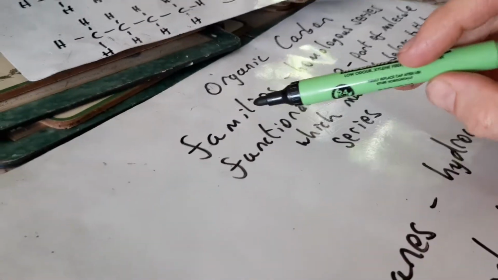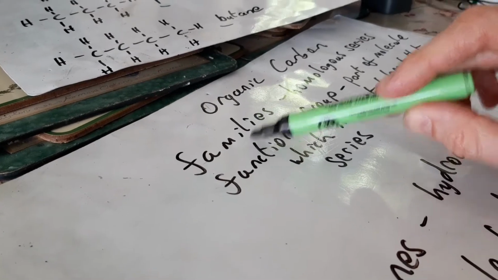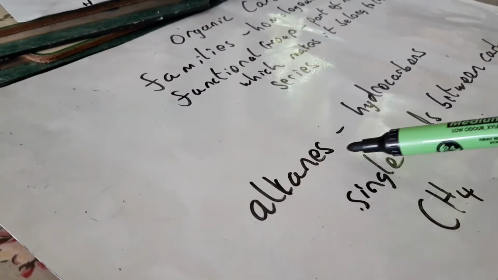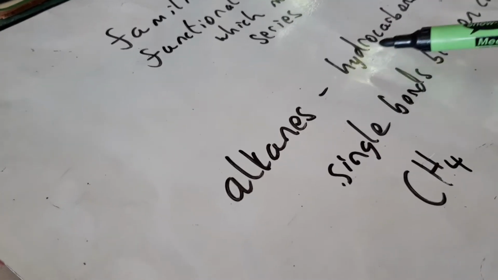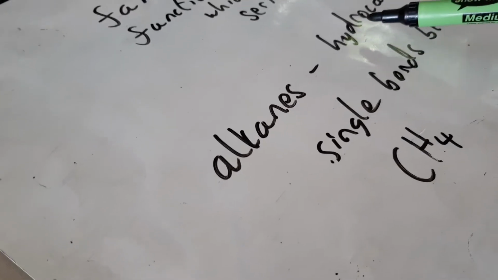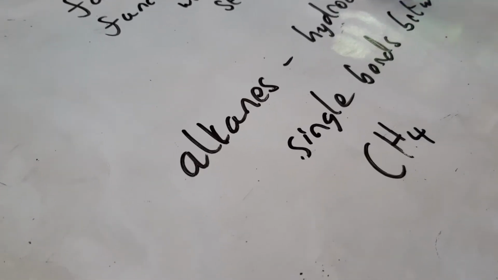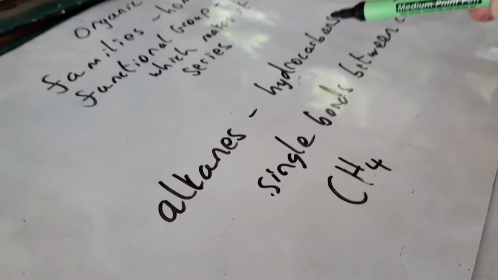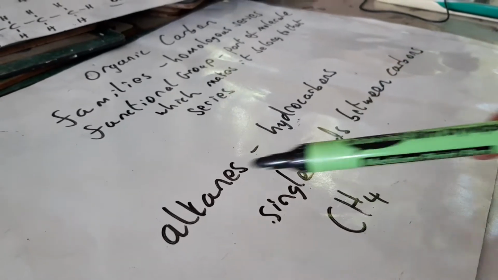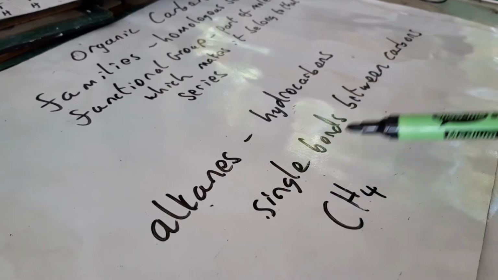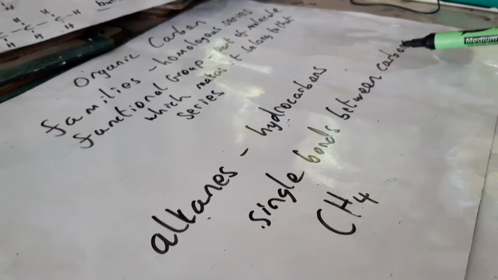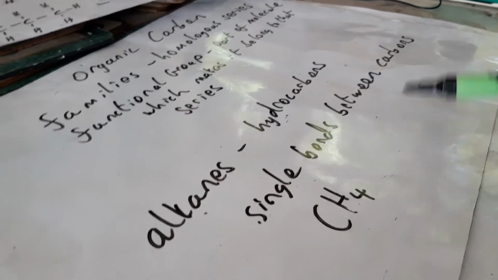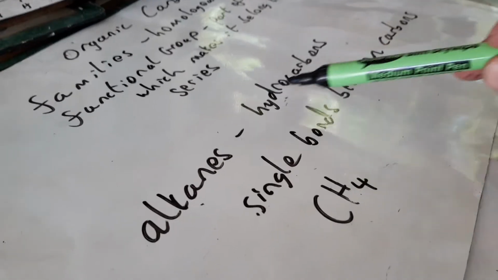So we're going to start today by looking at one of the homologous series, the first one, called alkanes. Alkanes are a type of organic chemical called hydrocarbons, and the clue is in the name. They're made of only hydrogen and carbon. There are no other atoms present. Alkanes have only single bonds between the carbons. There are no double bonds, no oxygens, no nitrogens, nothing else. Single bonds between carbons and hydrogen atoms.